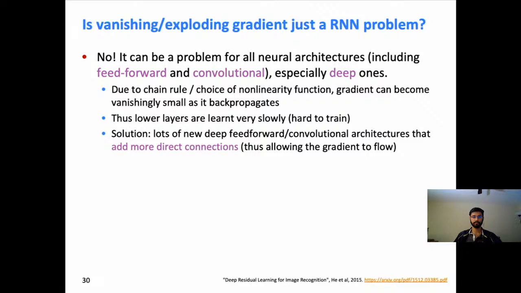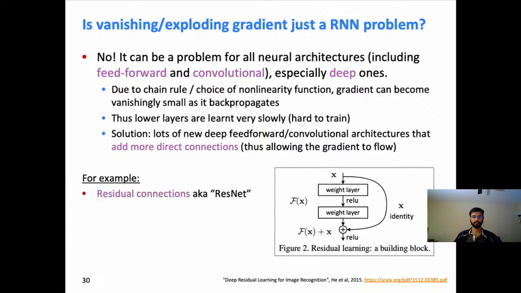So I'm going to show you some examples of these in particular because it's fairly likely you're going to run into these kinds of architectures when you're doing your projects and reading papers. So one example is something called residual connections, or the network itself is sometimes referred to as ResNet. And here we've got a figure from the related paper.